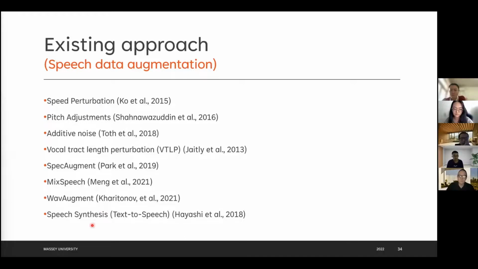And lastly, we have speech synthesis. It is just producing synthetic speech from the text dataset. It's a fairly simple idea, but you have to have enough data to train your text to speech model so that it can generate good quality speech synthesis data.